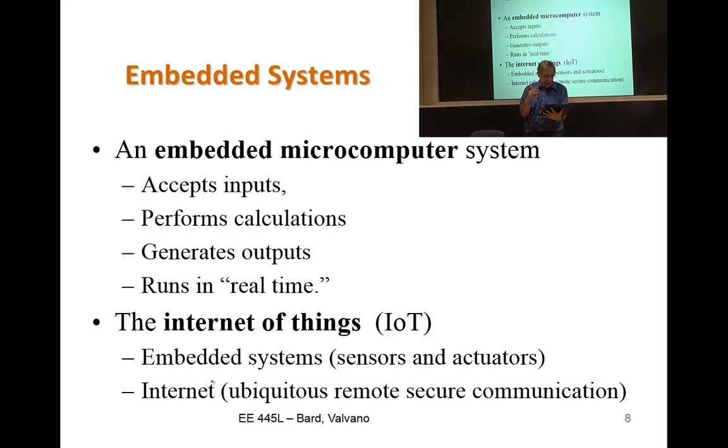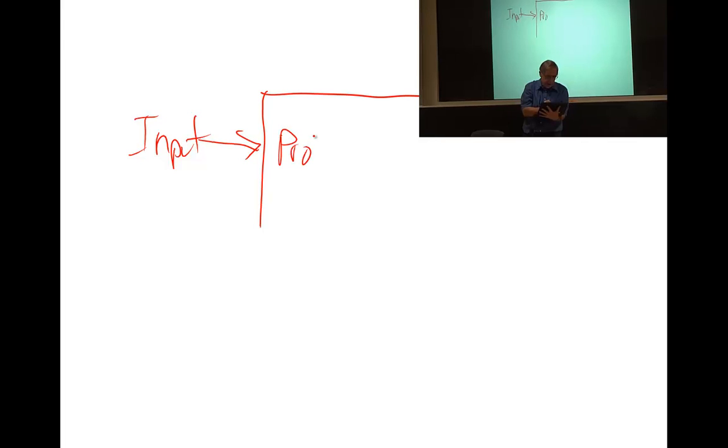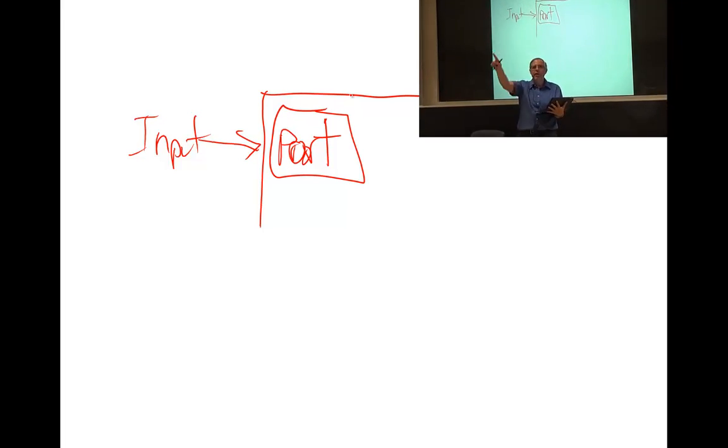So we can look at the typical block diagram of an embedded system, and that is we're going to have inputs, which are going to be connected to an input port. Types of input ports. What could I do? When I say input port, what do I mean?